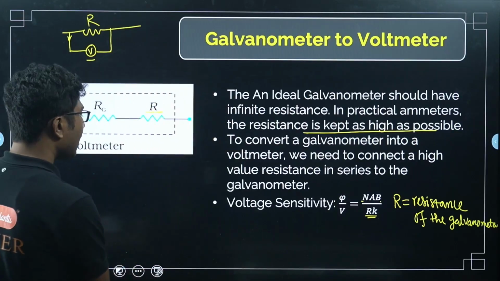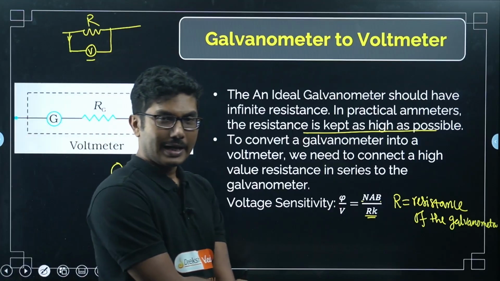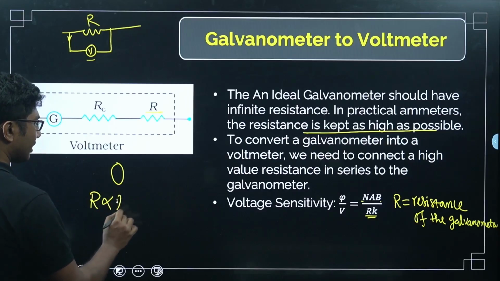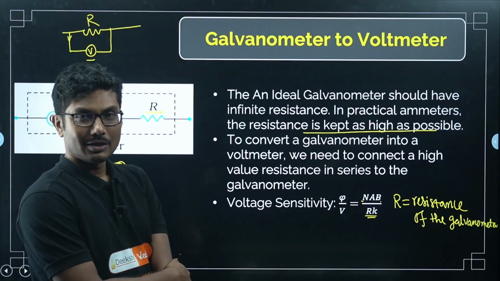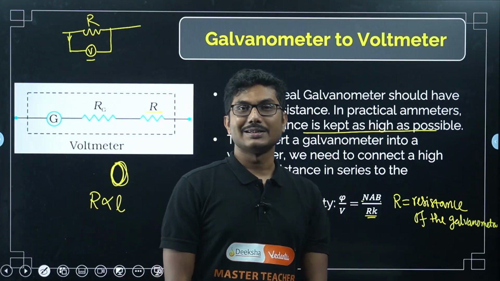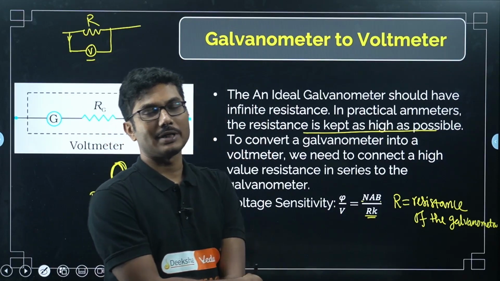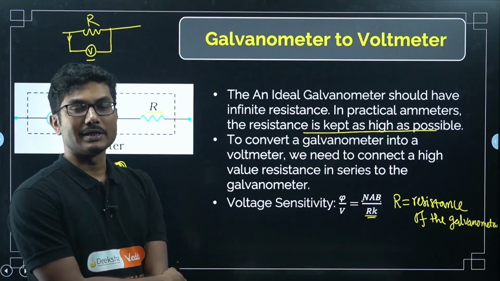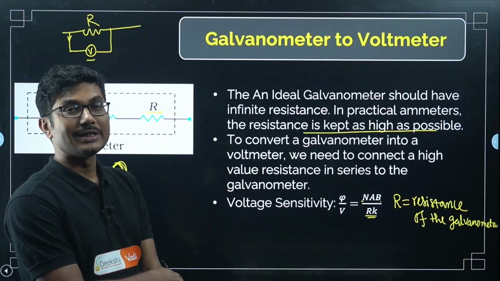Why? Because we know that number of turns means you are increasing the length, right? And resistance is basically proportional to length. So more number of turns means resistance will be higher. In fact, N by R for a given galvanometer can be considered as a constant. It does not matter how many turns you add. Even if you increase the number of turns, R is also increasing proportionally.